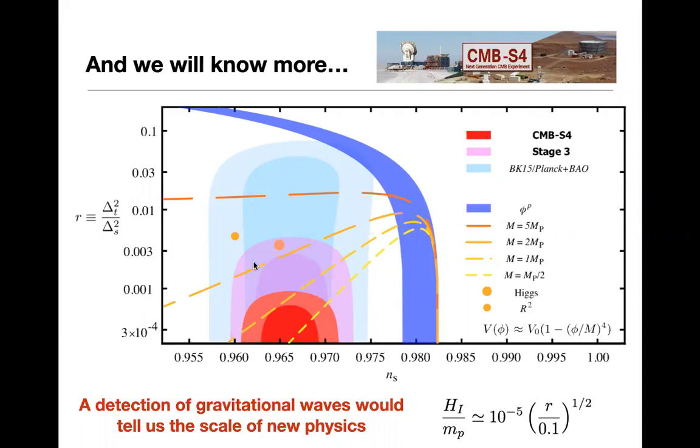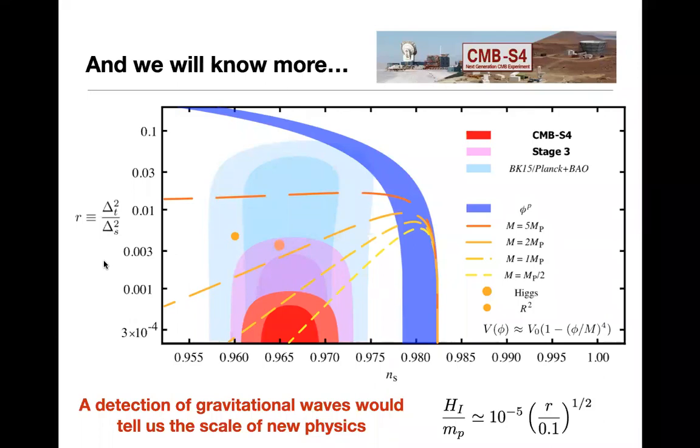There's stage 3, which is this purple region. And really a benchmark in this is this 0.003, because again, these models that seem right now really in favor, for example, R-squared or Higgs inflation, those will be able to be ruled out, or potentially ruled out with future observations. And by future, given the current situation, I don't know what future means, but near-term experiments will be able to address, to rule out these things.